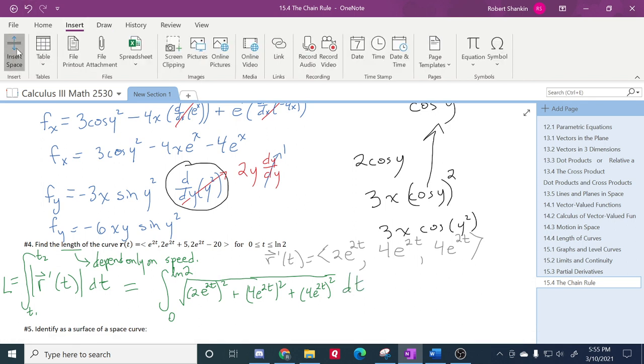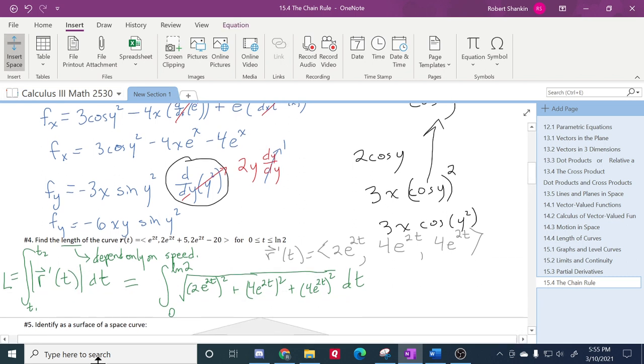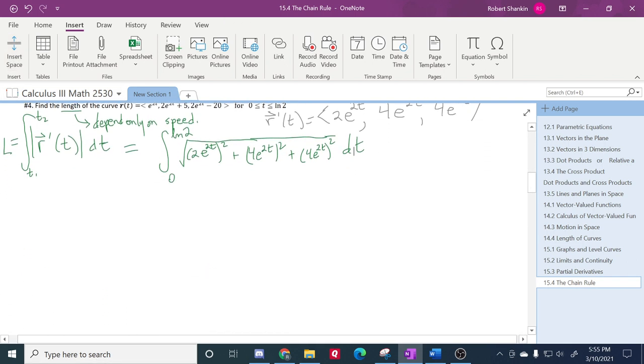Okay, and then this is going to equal the integral from 0 to ln 2 of the square root. How many are we going to get? 4? They're all going to be the e to the 4t. You're going to have 4 of them, 16 and 16, 32, 36. Power to a power, you multiply.